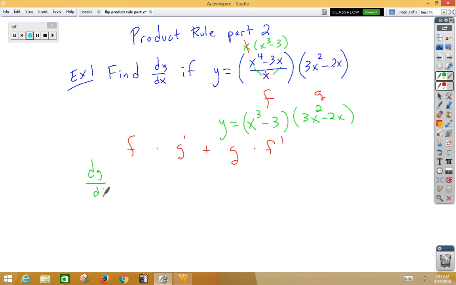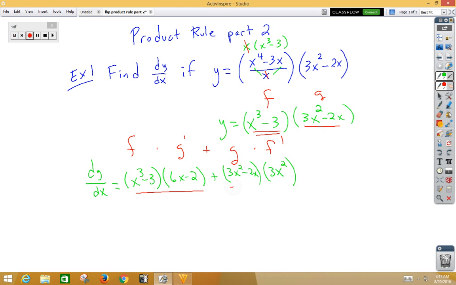So dy dx is equal to our first function, x cubed minus 3, multiplied by the derivative of our second function, 6x minus 2, plus our second function, 3x squared minus 2x, times the derivative of our first function, 3x squared. In a free response question, it would be fine to leave it like this. It's possible on a multiple choice question that they might FOIL this and distribute that and combine like terms.